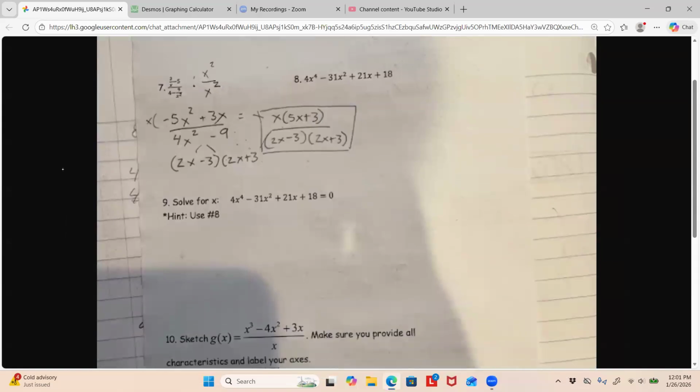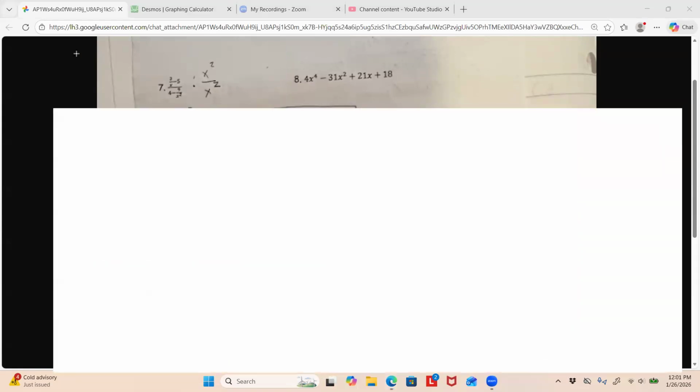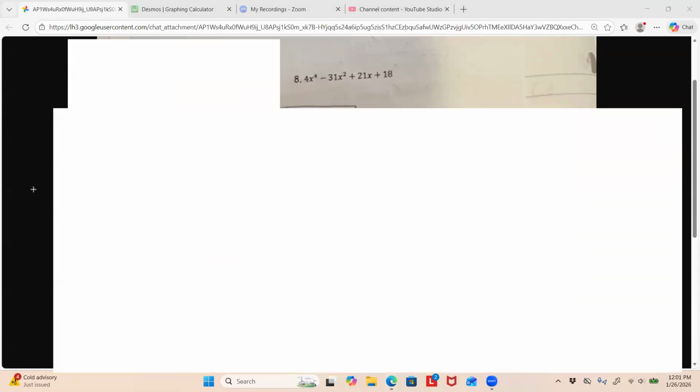Number 8, I'm pretty sure we're just supposed to factor. So, looking at that thing, that is a 4th degree. So I'm going to just write it out here: 4x to the 4th minus 31x squared plus 21x plus 18. My first thought is to maybe factor by grouping since it has 4 terms. So usually we put the first 2 in a group and the back 2 in a group. Then you do the greatest common factor out of each group.